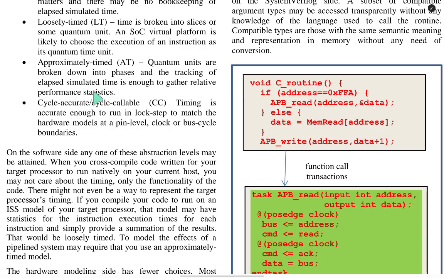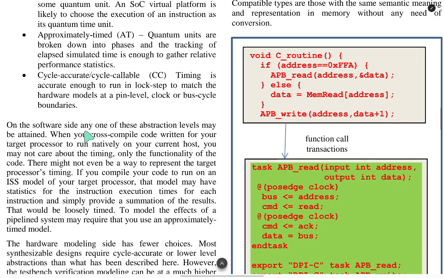Approximately timed, AT. Quantum units are broken down into phases, with the tracking of elapsed simulated time enough to gather relative performance statistics. Cycle accurate, or cycle callable, CC: timing is accurate enough to run in lockstep to match the time models at the pin level, clock, or bus cycle boundaries.